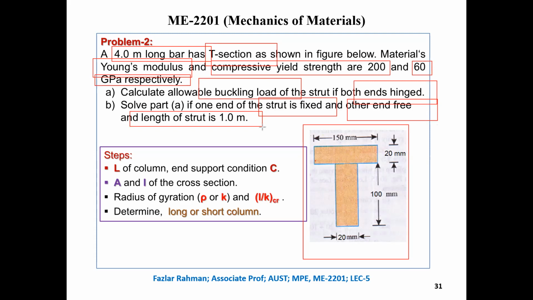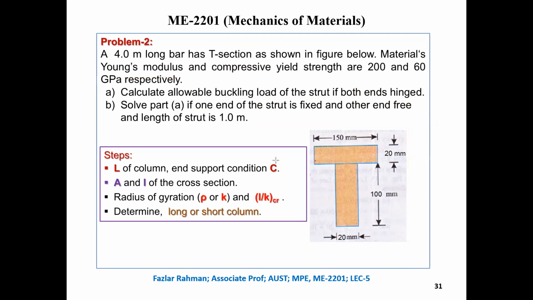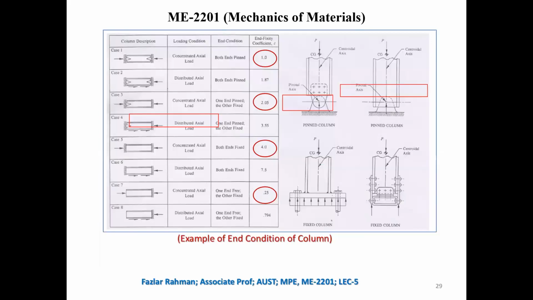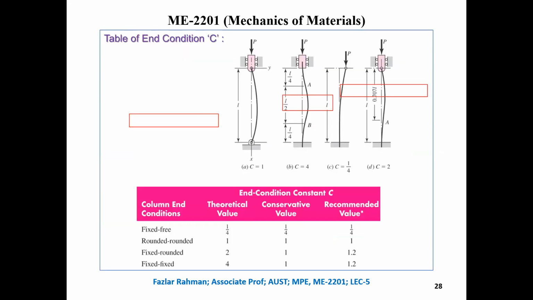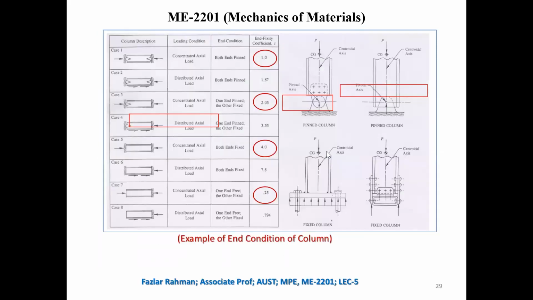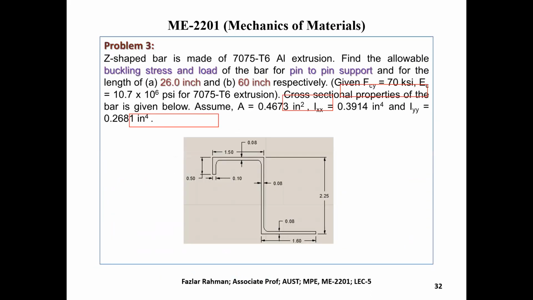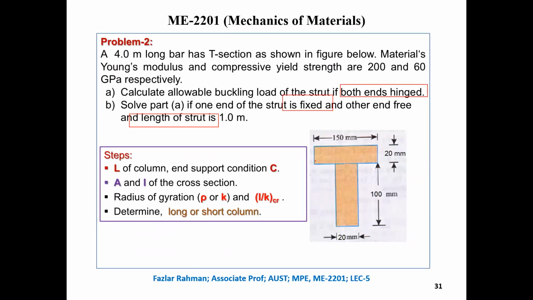Now how can we solve it? At first you look at what data is given. The end condition in both cases is given. It's saying for A, C will be 1, both ends hinged or pinned, same thing. And condition B, one end fixed, other end free. That means this C equals 1 by 4. So you got the value of C for both cases.